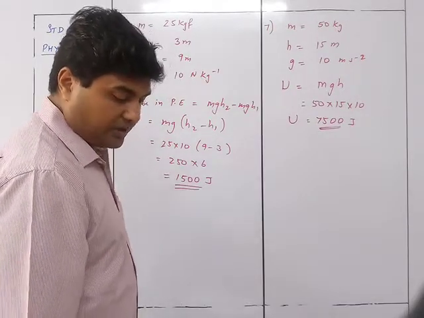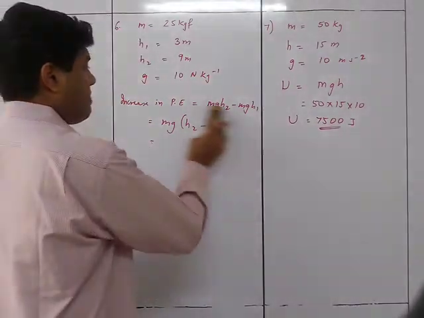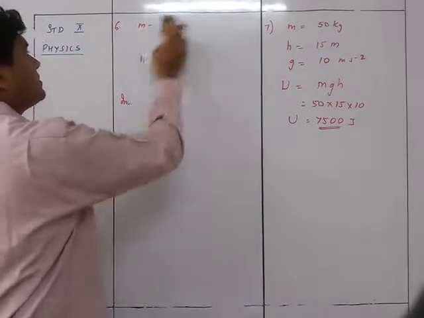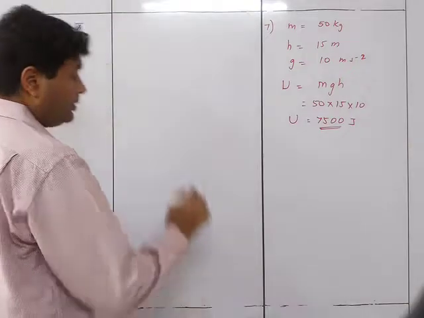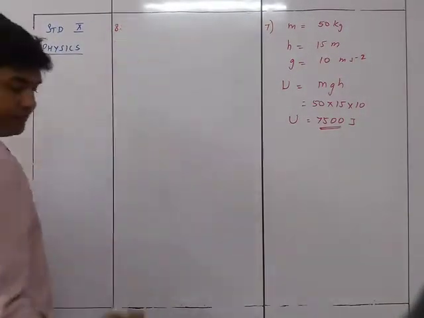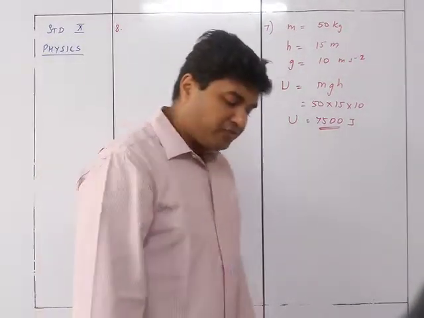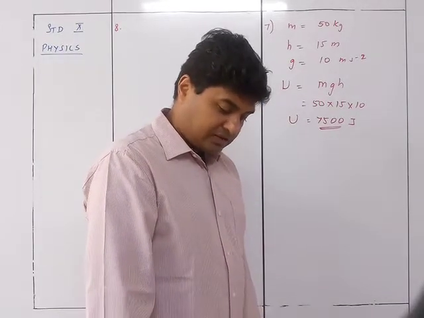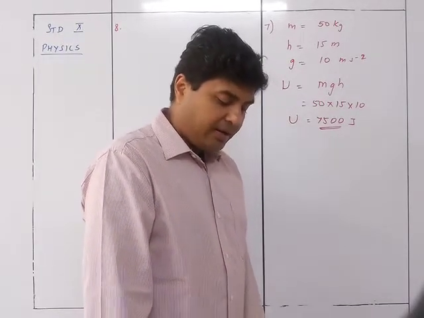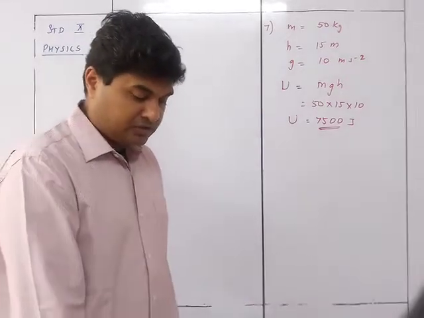We now move on to sum number 8. Question number 8. A man of mass 50 kg climbs up a ladder of height 10 meters. Calculate the work done by the man and the increase in his potential energy.